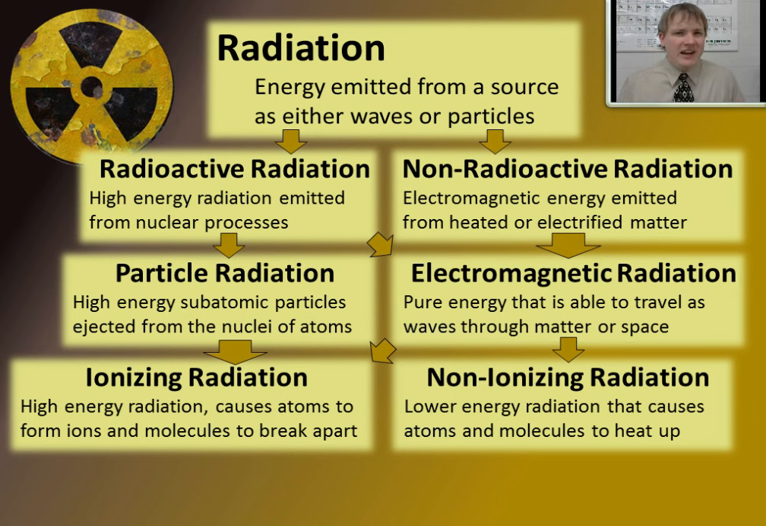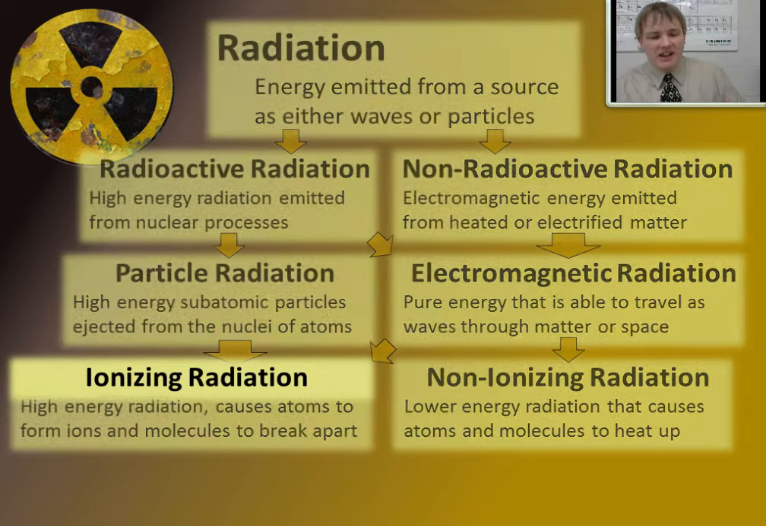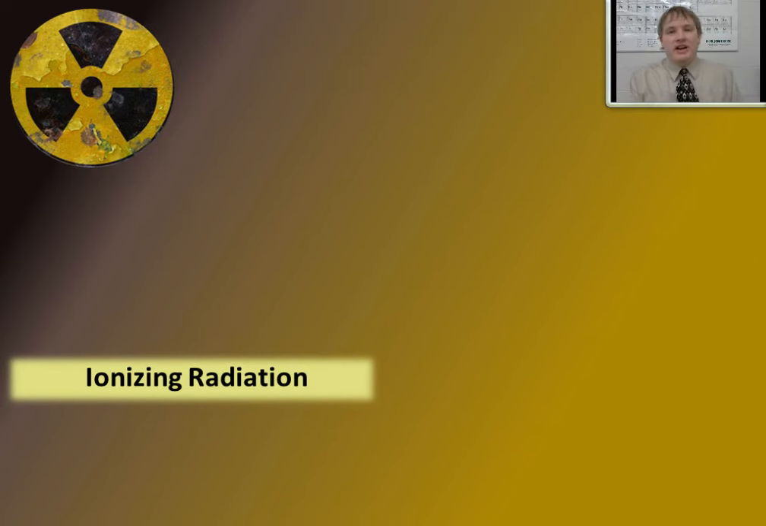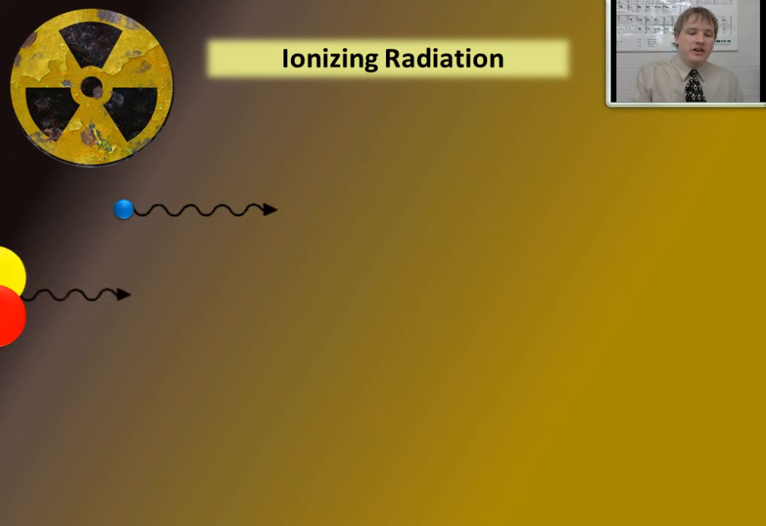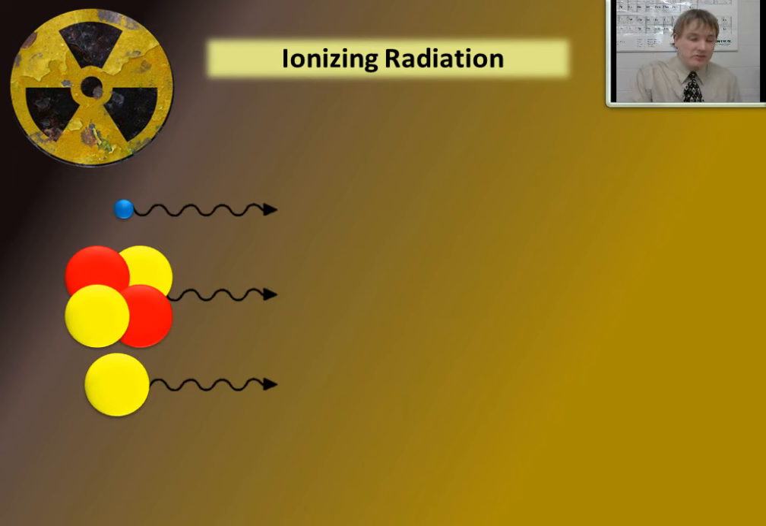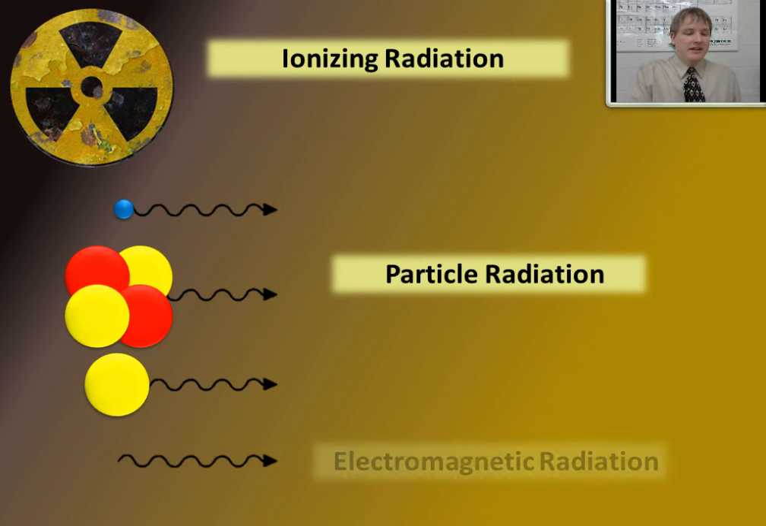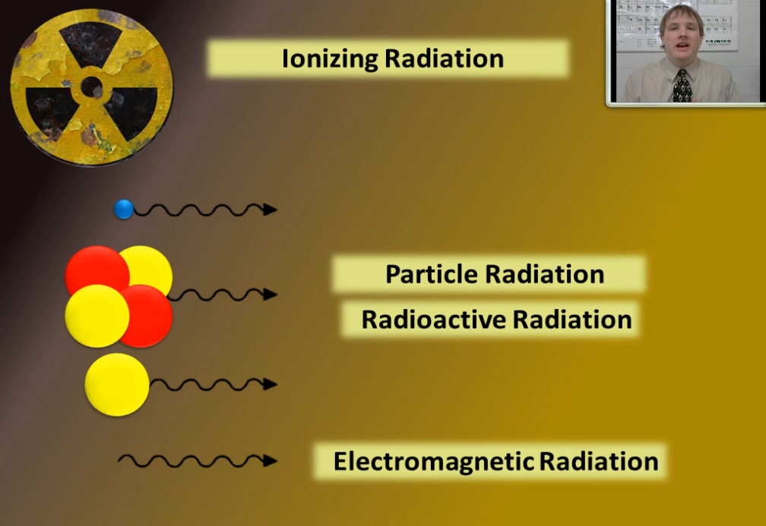Okay, this is a lot of terms, and I'm going to encourage you to pay attention to all of these and really let these sink in. Now let's take a look at what ionizing radiation actually looks like. Ionizing radiation can come in two different forms: particle radiation, which we talked about, and electromagnetic radiation. Remember, all particle radiation is ionizing, and the only way to get particle radiation is through radioactive decay, when the nuclei of atoms break down.